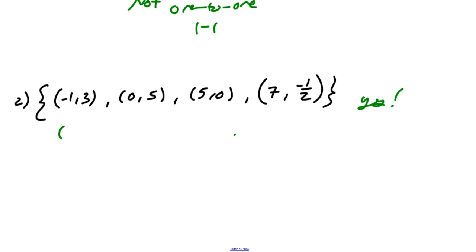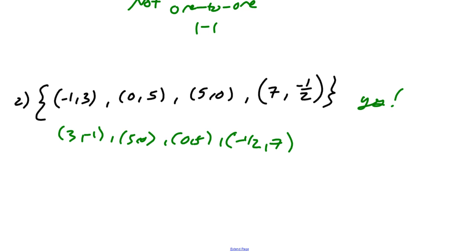And what's the inverse? Well, the inverse is just switching the x and y values. So 3, -1; 5, 0; 0, 5; and -1/2, 7. Pretty simple. You just switch those values, and that would be it.